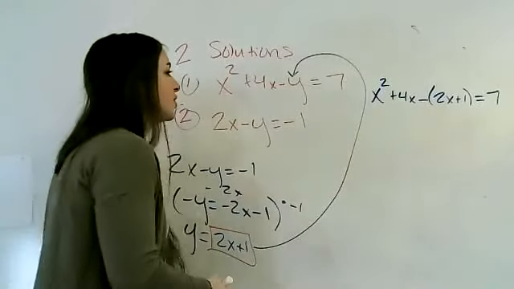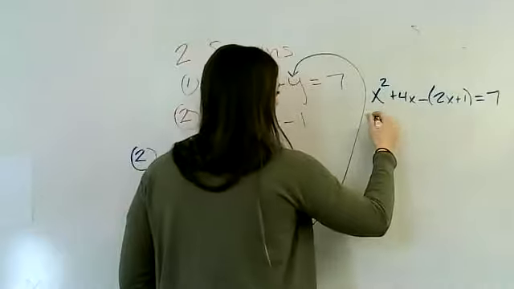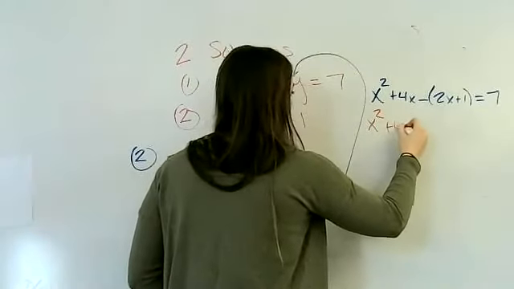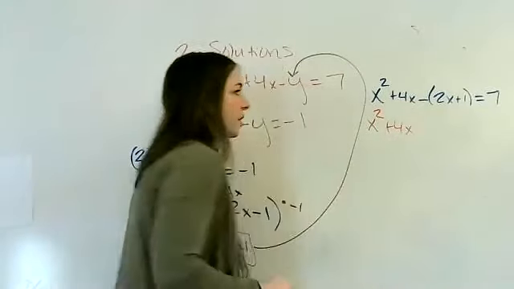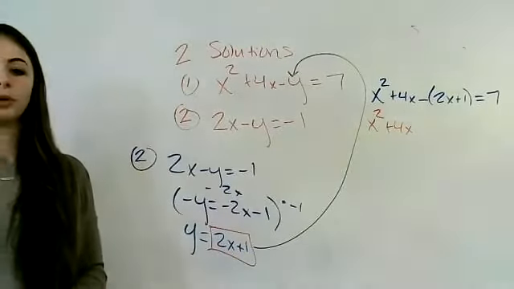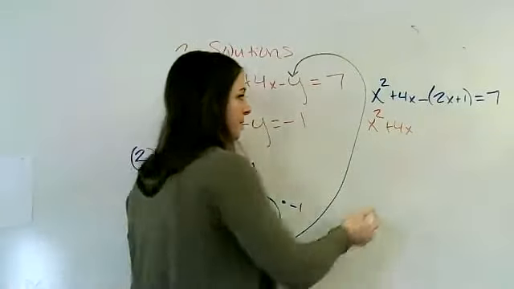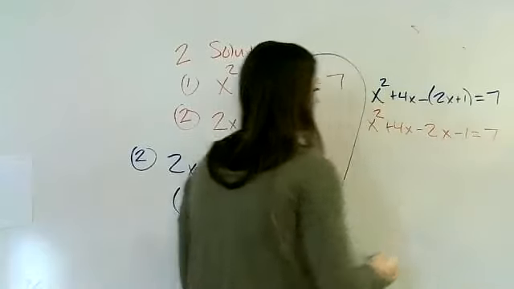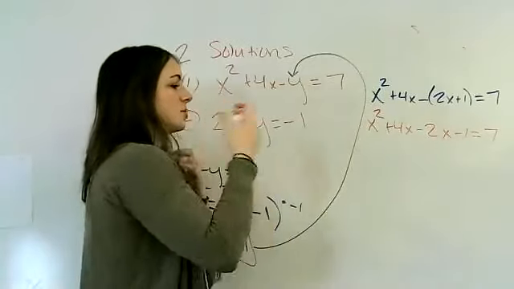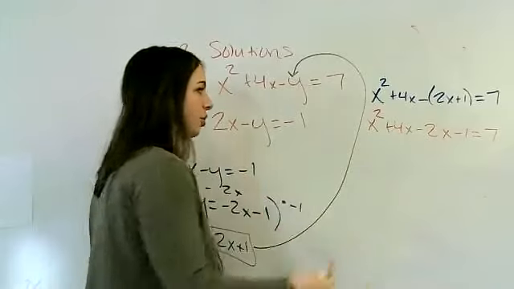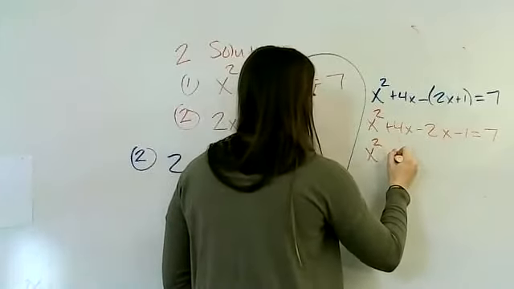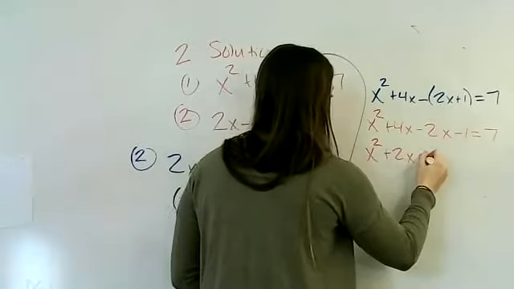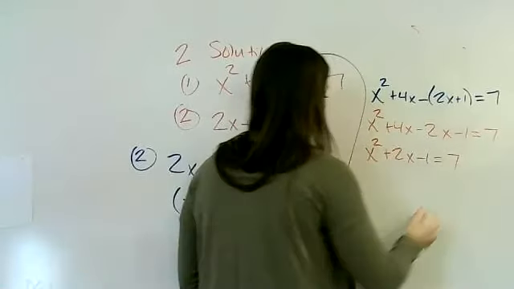When I'm starting to solve this through, I have to first deal with the fact that there's a negative outside of this parenthesis. That negative distributes to everything within that parenthesis. So it's -2x, -1 equals 7. I keep solving this down, combining like terms, giving me x squared plus 2x minus 1 equals 7.